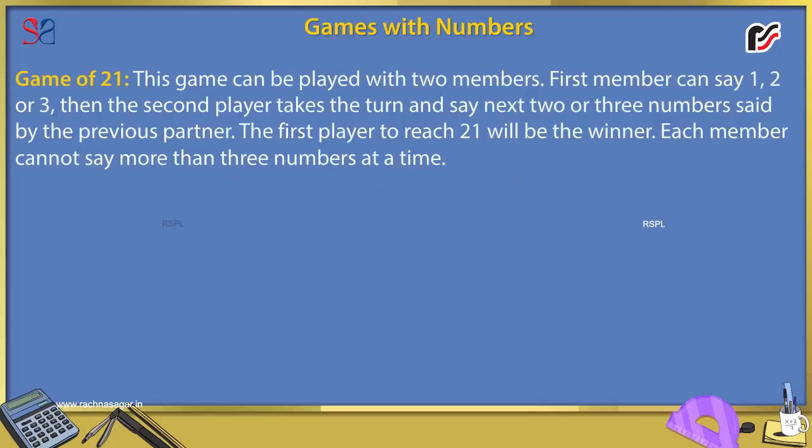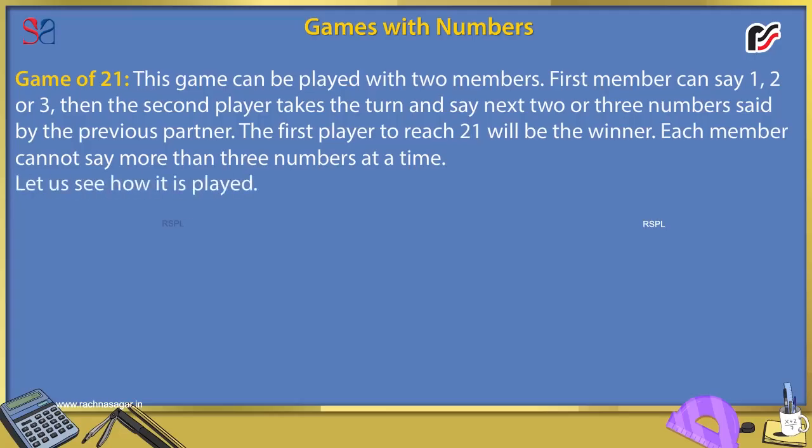Games with numbers. Game of 21. This game can be played with 2 members. The first member can say 1, 2 or 3. Then the second player takes the turn and says the next 2 or 3 numbers after those said by the previous partner. The first player to reach 21 will be the winner. Each member cannot say more than 3 numbers at a time.